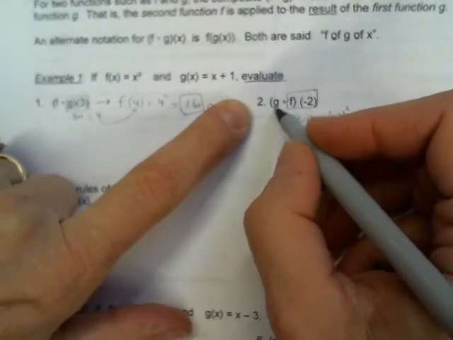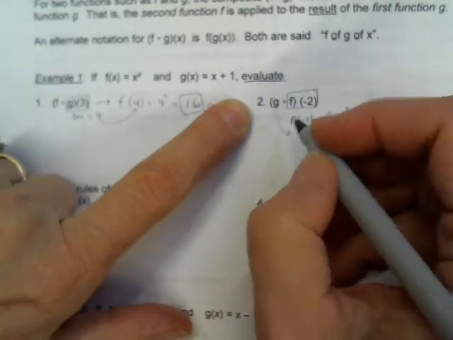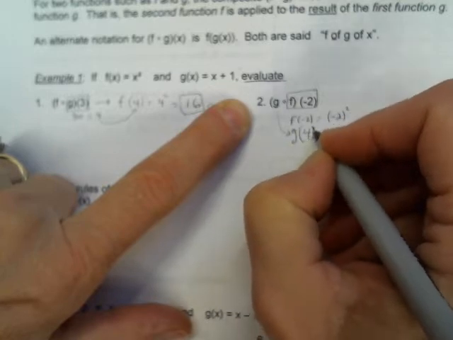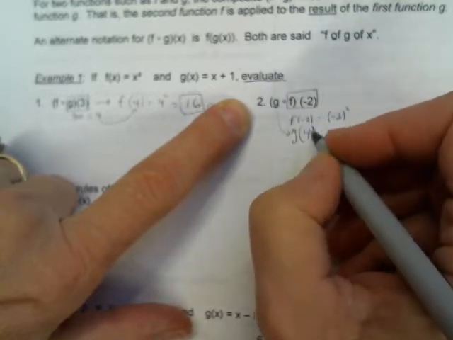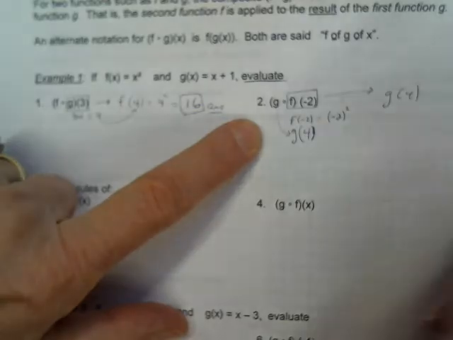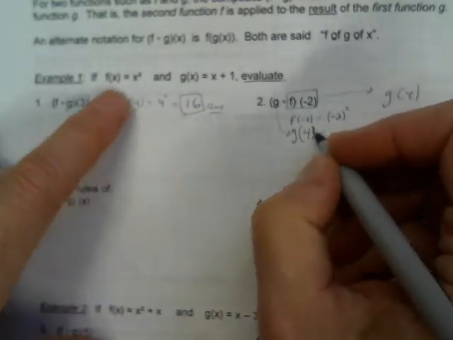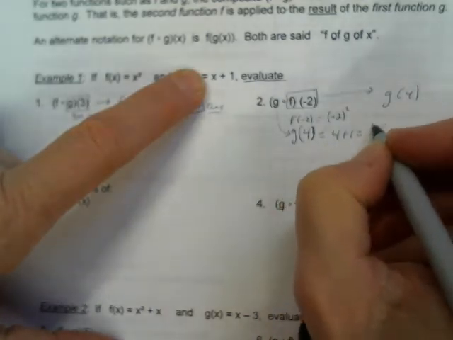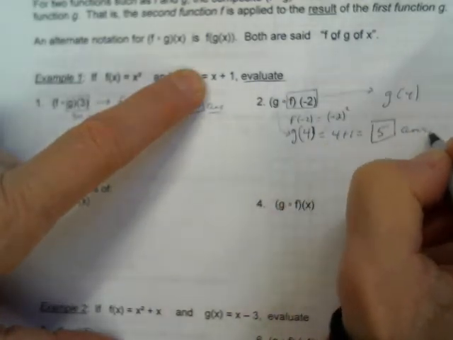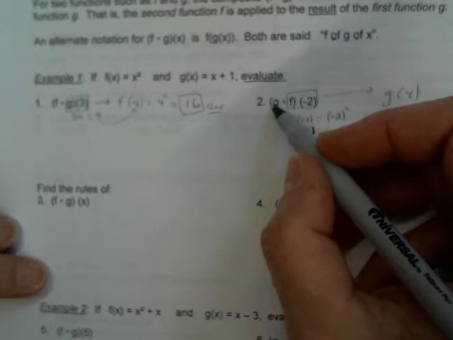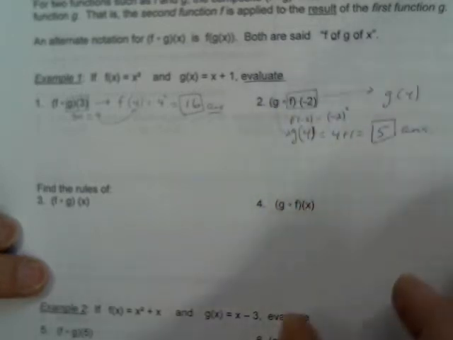And then you're going to drop this g function down here. We're going to do g of 4 now, right? Because that was the result of the first function. So g of 4 is equal to 4 plus 1, which is just equal to 5. So there's your answer to the second problem. So remember, just do the right function first, the left function second, based on this result.